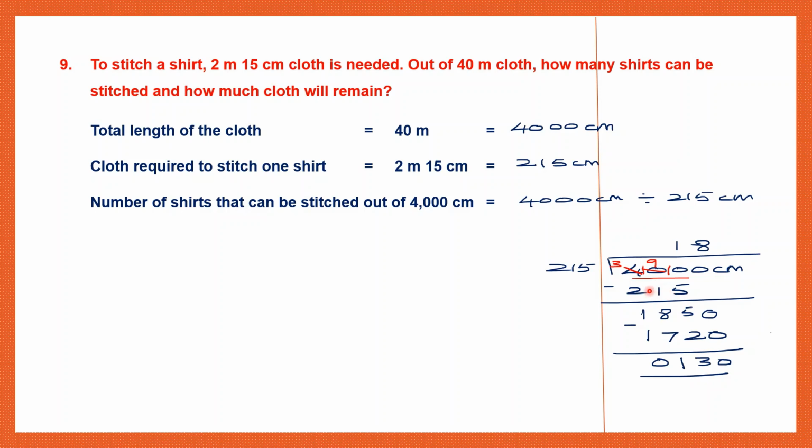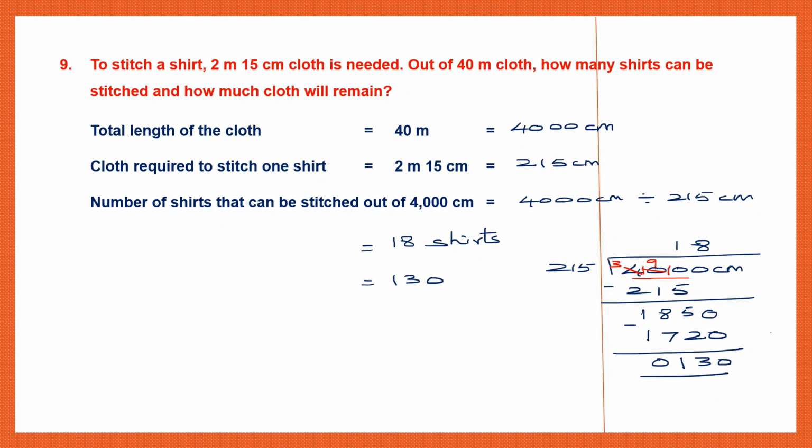So when we divided 4,000 centimeters by 215 centimeters, we got a quotient as 18 and a remainder as 130. So quotient 18 will be the number of shirts. So 18 shirts is what we have got. Now we've got the remainder as 130, isn't it?